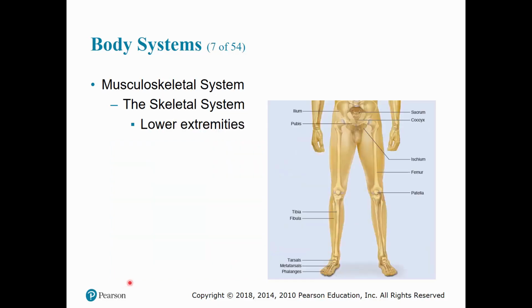Your lower extremities, you have your femur, your knee joint, which is protected by the patella or your kneecap. In your lower leg, you have the tibia and the fibula, tibia being the front, fibula being the back. Did you know that you can actually break your fibula and still be able to walk? Because your tibia is actually the weight-bearing bone as far as your lower leg. Then your tarsals and metatarsals make up your ankle and your foot, and your phalanges make up your toes.